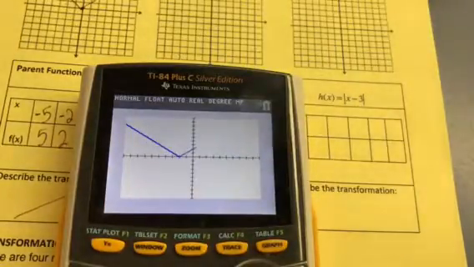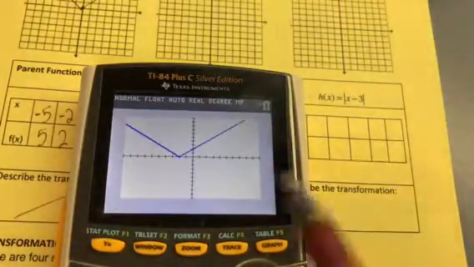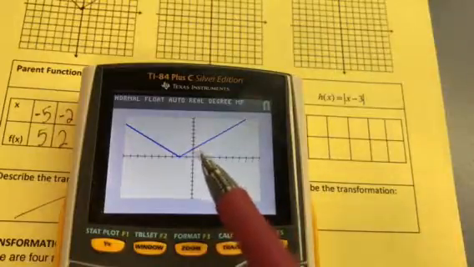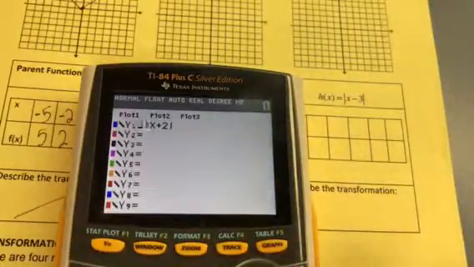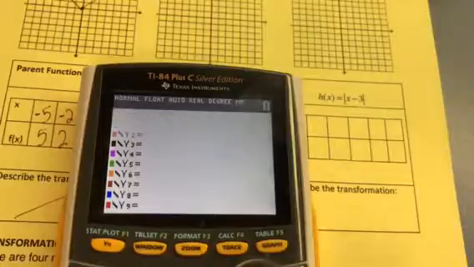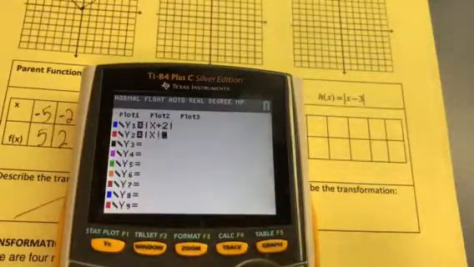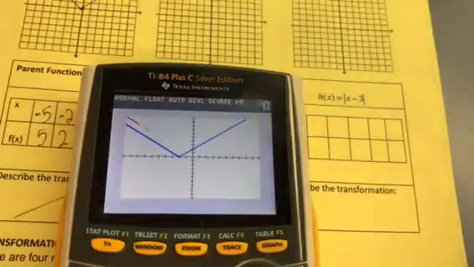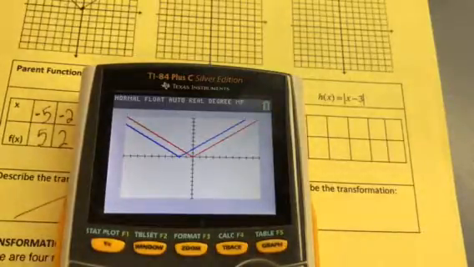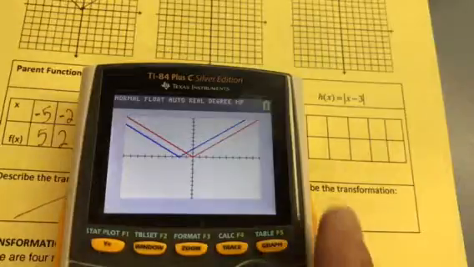Press graph, and we're going to take a look at what plus 2 does. So what I'm going to do, for a comparison, you don't need to do this, so you can see the before and the after. I don't need for you to type this one. The red one was the original one, the one that we've already graphed, and the blue one is the new one. And what I want you guys to see is that it moved left. It moved to the left 2 times.